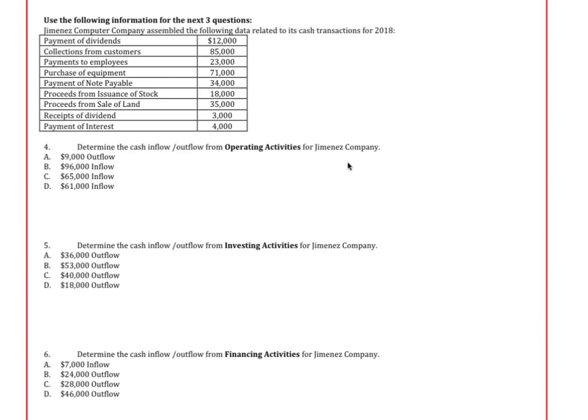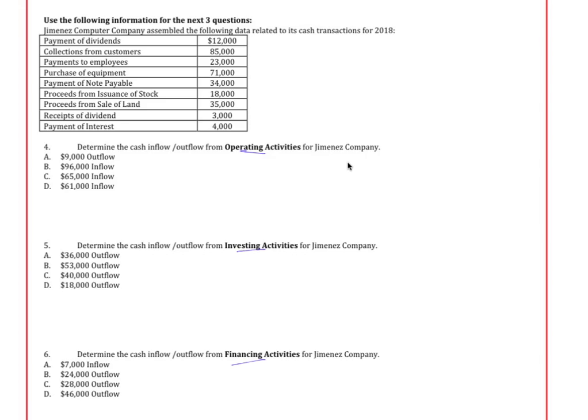Use the following information for the next 3 questions. Jimenez Computer Company assembled the following data related to its cash transactions, and then there are 3 questions to determine the cash inflow outflow from operating activities, investing activities, and financing activities. So it makes sense to look at all these cash flows and identify them. Are they increases, decreases, or inflows, outflows, and what section of the statement are they going to appear?